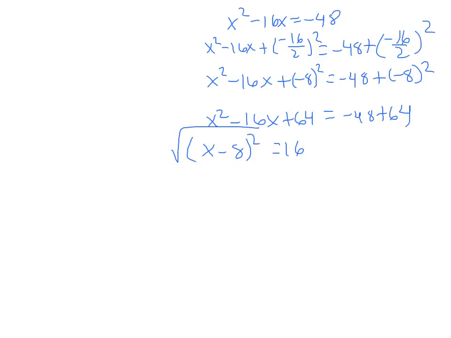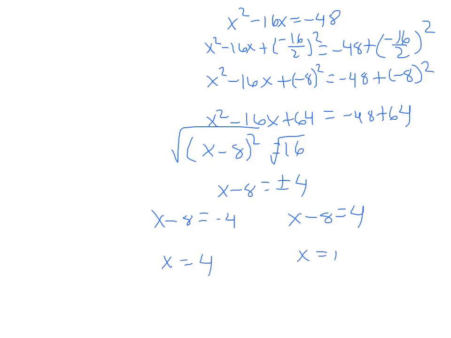Square root both sides. X minus 8 equals plus or minus 4. So you have x minus 8 equals negative 4, x minus 8 equals positive 4. So x equals 4 and x equals 12.